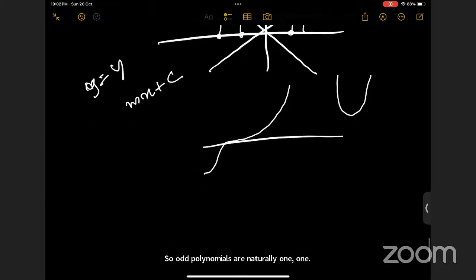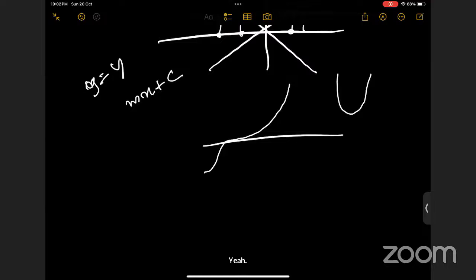If only a constant is given, it's not one-to-one, right? Because for every point of the domain, you are finding the same image. So obviously it's not one-to-one.